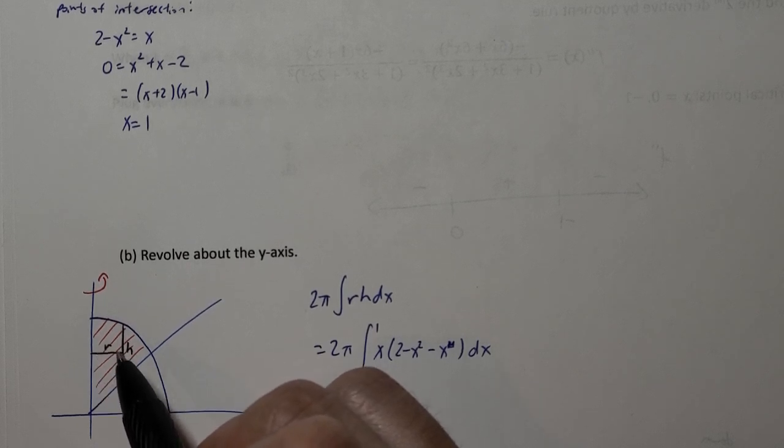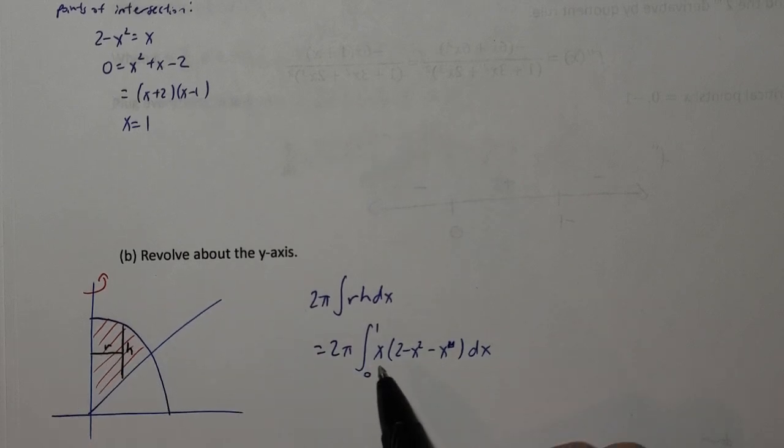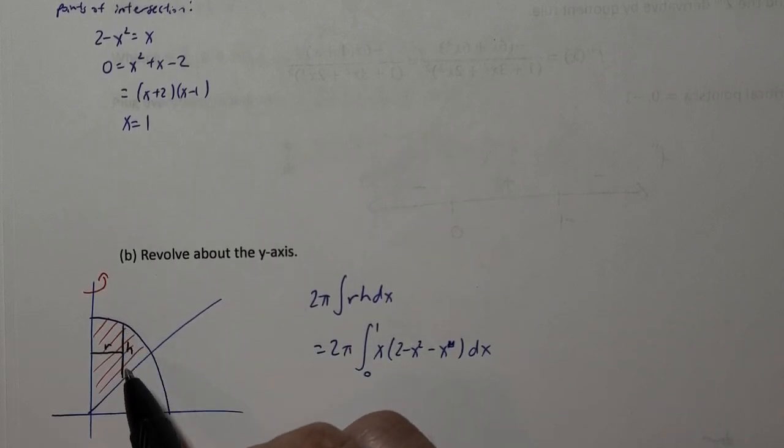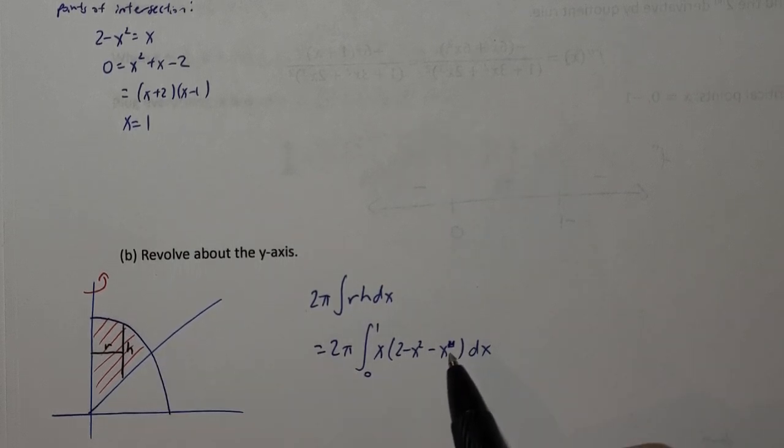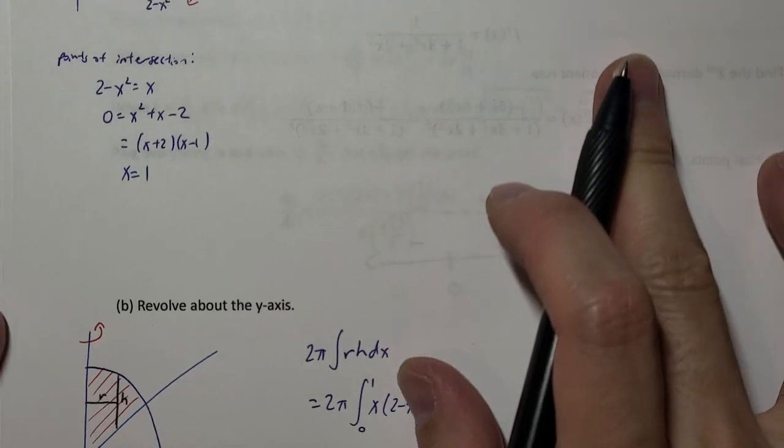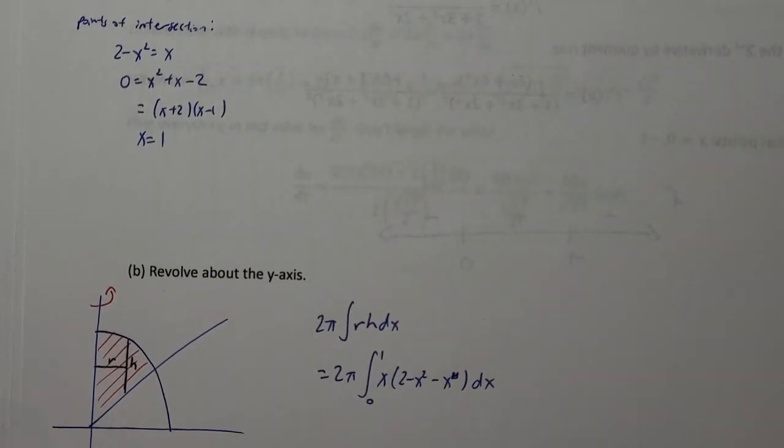And then from the shell, we draw a radius r to the axis of rotation. So what's this length r? That is just x. What's this length h? That's 2 minus x squared minus x. Limits of integration, same limits, because we're integrating in terms of x. So from 0 to 1 again.